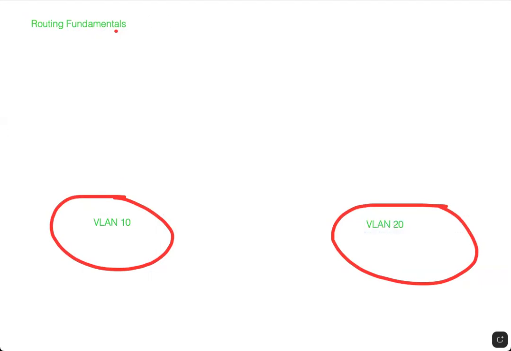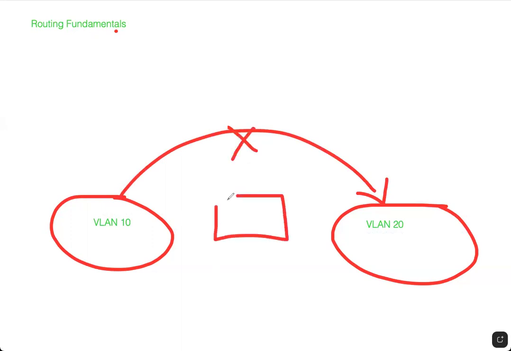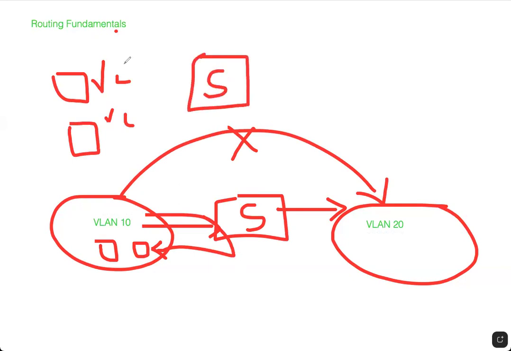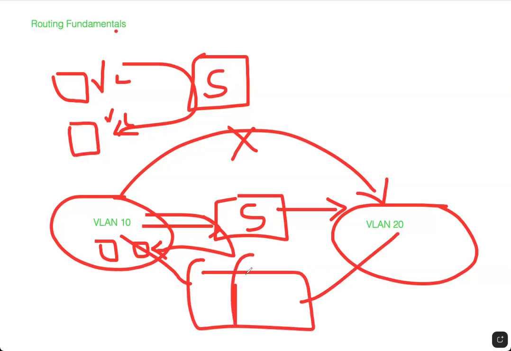If VLAN 10 wants to communicate with VLAN 20, this cannot be achieved with the help of a switch. A switch cannot make VLAN 10 communicate with VLAN 20. A switch can only help devices within VLAN 10 communicate. So when you have two devices, if they are part of one VLAN, a switch can help to make them communicate. But if you have VLAN 10 and VLAN 20, and if you want to make them communicate, you need to have a router.